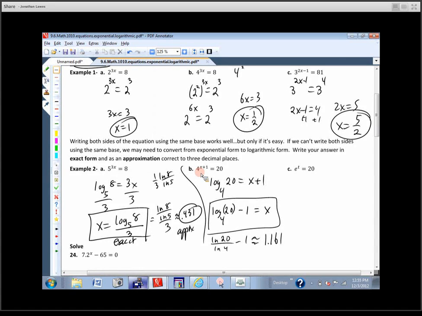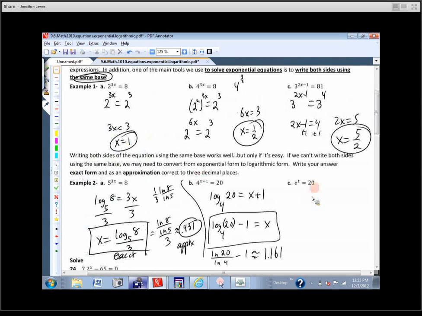Okay, some people get a little scared of something like this. I mean, it looks like it has 2 variables, but e is not a variable. It's the natural number e, 2.7181, blah, blah, blah. Okay? So, how can I undo this exponential? Yeah, I can write it in logarithmic form. So this would be log base e of 20 equals t.